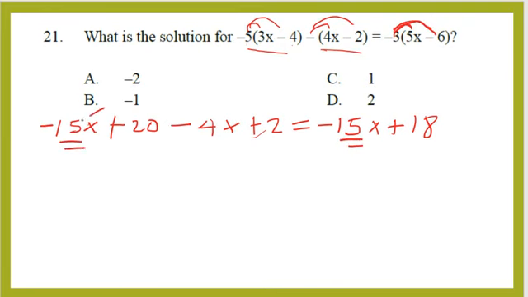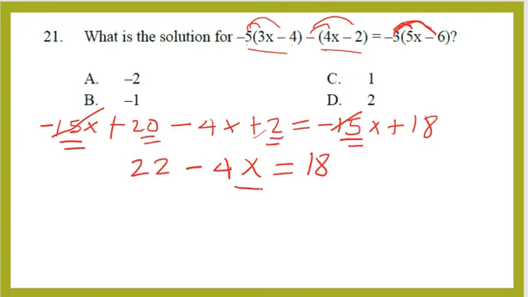They are the same, so we can cancel each other. Therefore, 20 plus 2 will be 22. 22 minus 4x is equal to 18 left from the right side. Therefore, let us shift the 4x to the other side and bring 18 to the left side. What will happen? 22 minus 18 is equal to 4x.